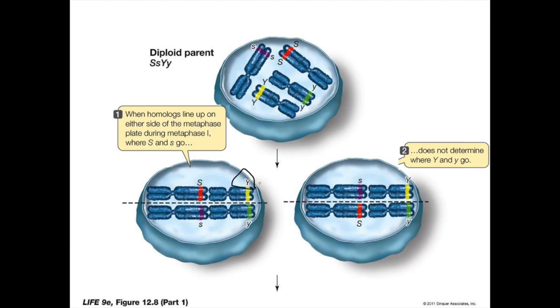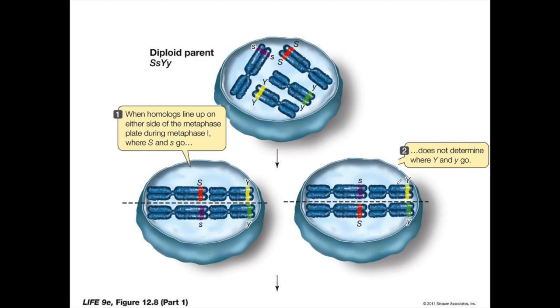This capital Y does not have to line up with this capital S. You could have the capital Y with a lowercase s. So Mendel saw independent assortment. The genes, the yellow and round pea plant, did not stay together. You could get yellow with wrinkled. He saw that because those two genes were on two different chromosomes.